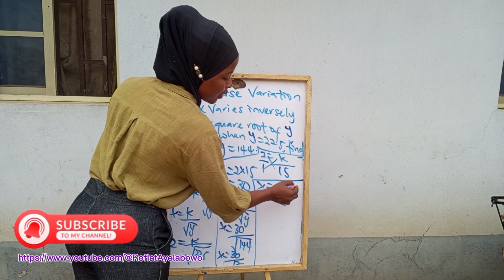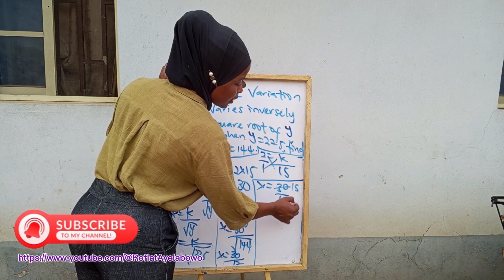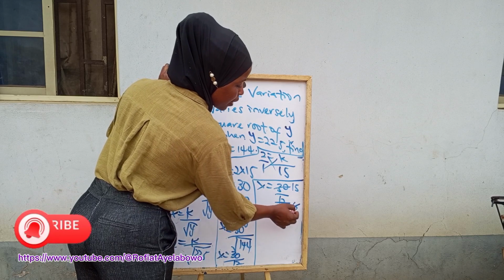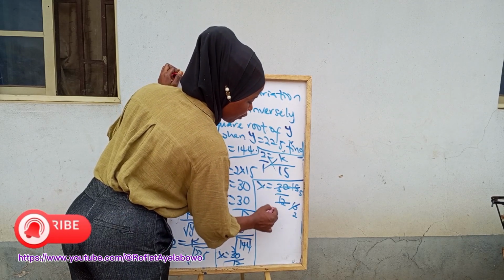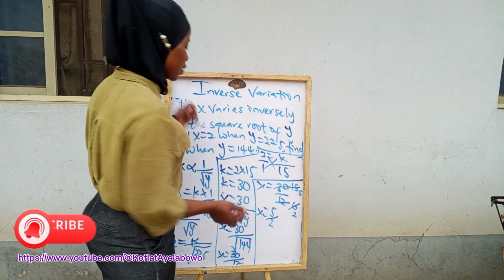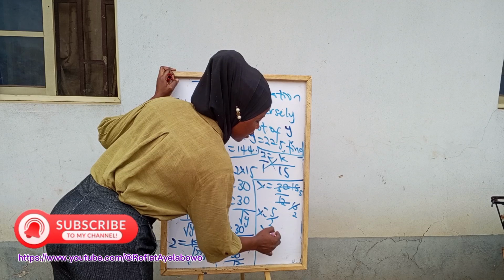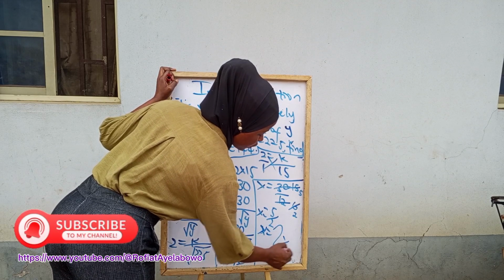2 can go into 30, 15 times, and into 12, 6 times. 3 into 15 gives 5, and 3 into 6 gives 2. So our x is equals to 5 over 2. This is an improper fraction, so let's change it to a mixed fraction. We have our x is equals to 2 whole number 1 over 2.